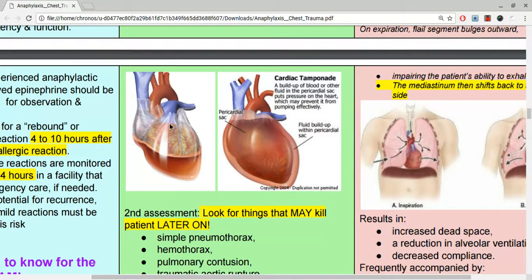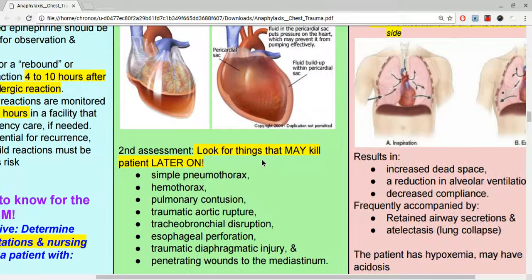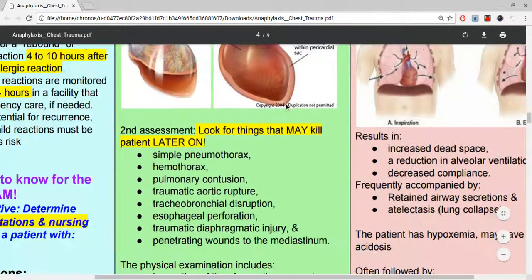And here's another visual of what it looks like. See, it's filling the pericardial sac, and basically now it's completely full, and the heart is going to have a lot of difficulty with contracting and relaxing and really filling, and thus that will lead to hypotension.